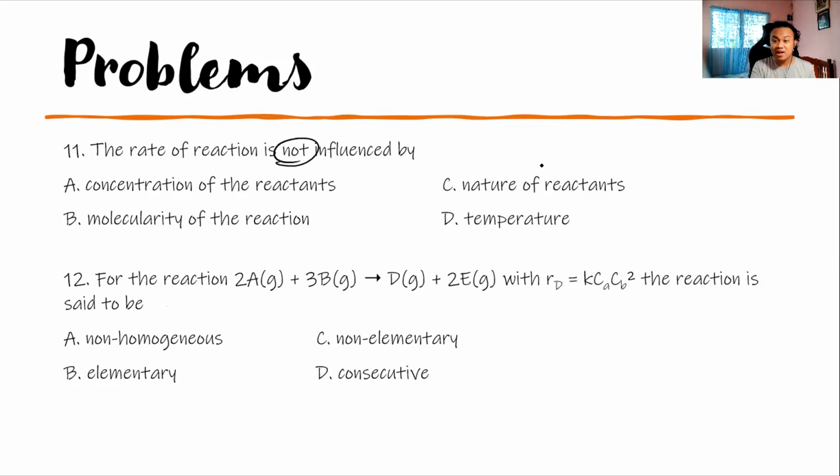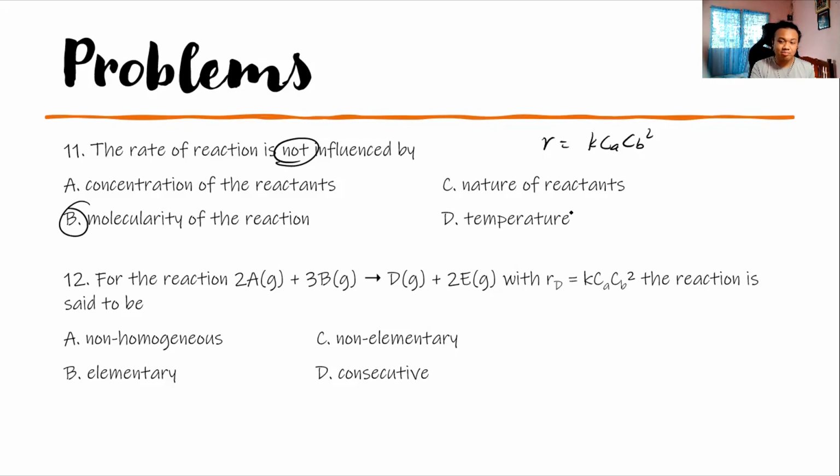Next, the rate of the reaction is not influenced by... So the rate, CaCb, meaning it depends on the concentration of the reactants, right? So it depends on concentration. Nature of the reactants, yes, it depends. Temperature, it affects K, right? So the only factor that does not contribute here is the molecularity of the reaction. And it's also the answer in the answer key.